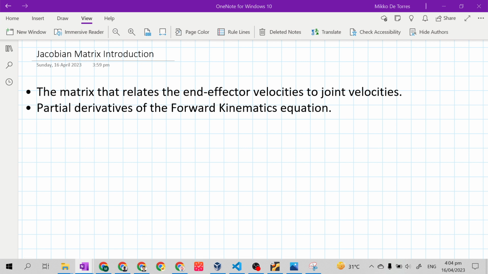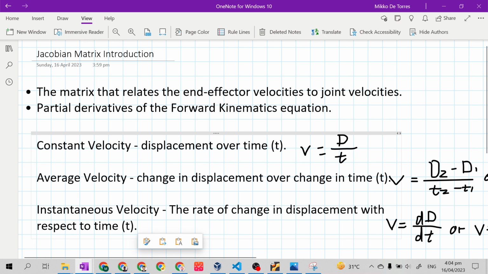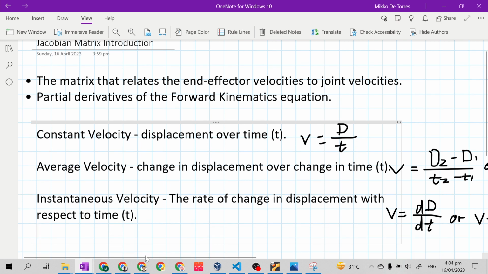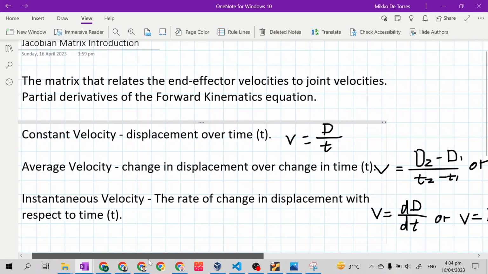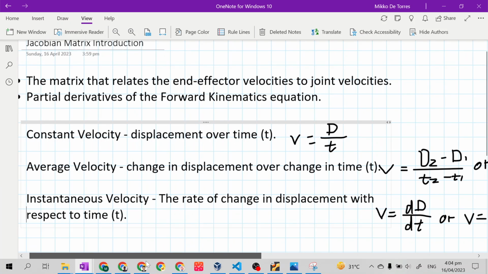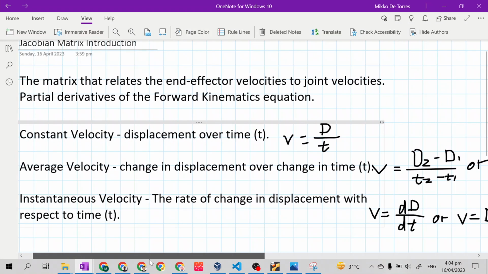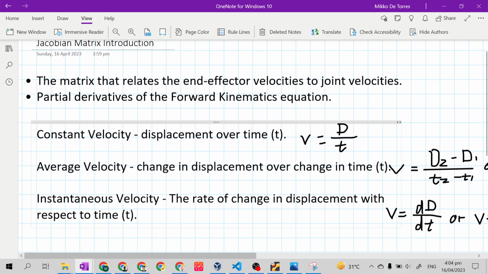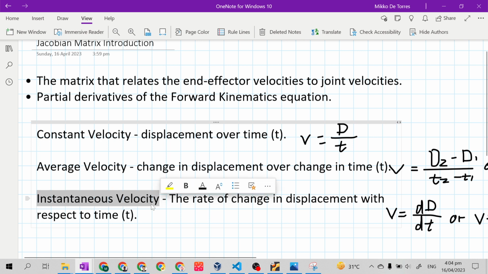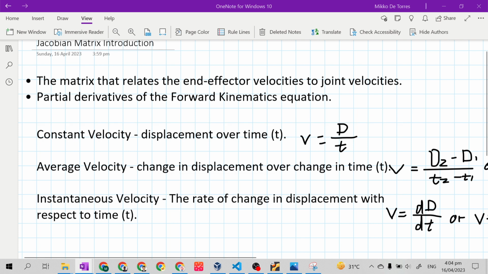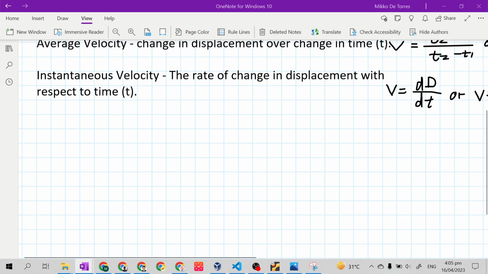In physics and in calculus, we have different types of velocity. We have the constant velocity, which is the displacement over time; the average velocity, which is the change in displacement over change in time; and instantaneous velocity, the rate of change in displacement with respect to time. These are the formulas of each velocity. In this topic, we will use instantaneous velocity. So let's establish the type of velocities we need in the study of the Jacobian matrix.